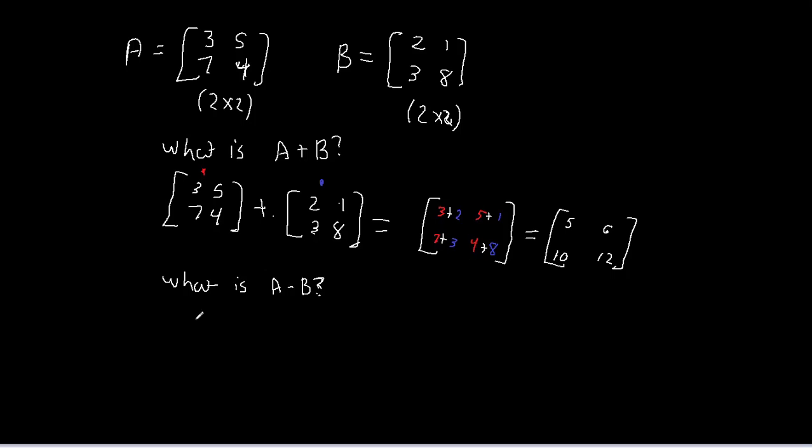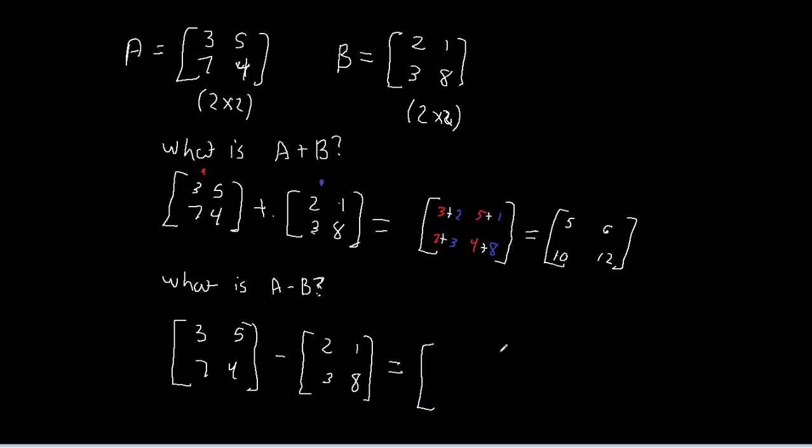So let's go ahead and look at subtraction. What is A minus B? Let's rewrite our matrices again. We have 3, 5, 7, 4, and we're subtracting from that the matrix 2, 1, 3, 8. So what is this going to look like? Well, just like before, a 2 by 2 input means a 2 by 2 output.